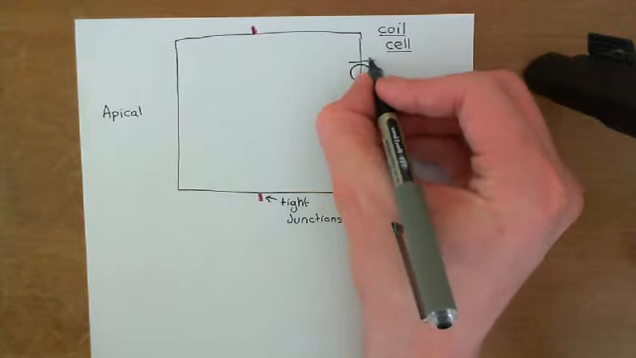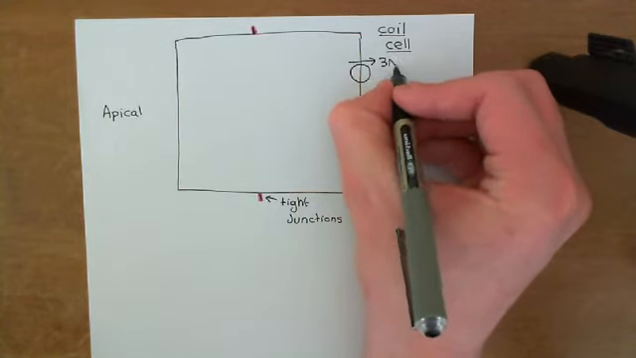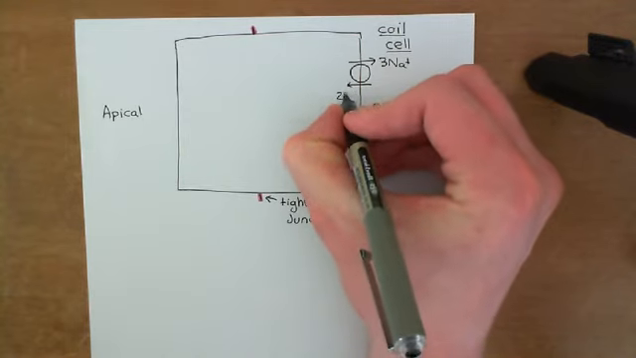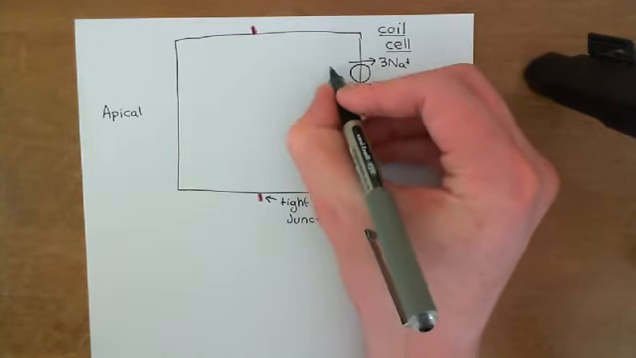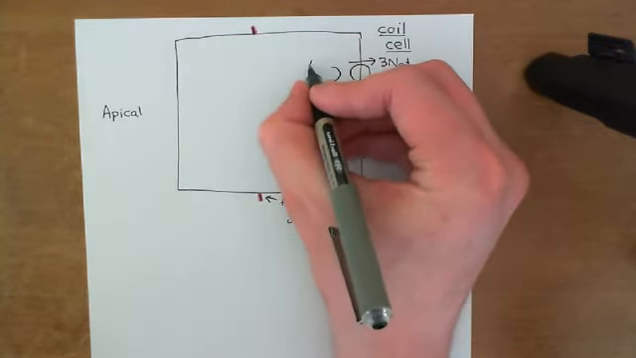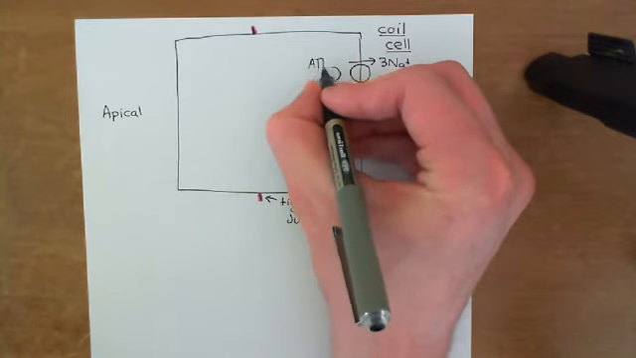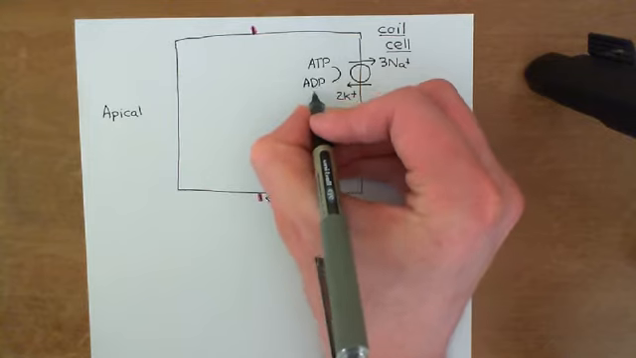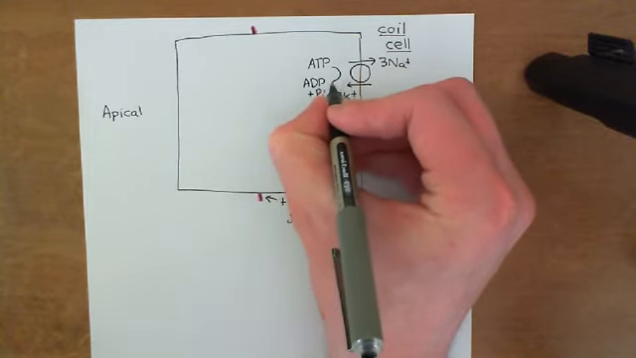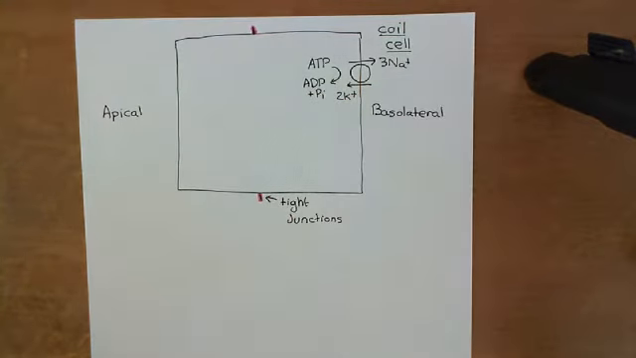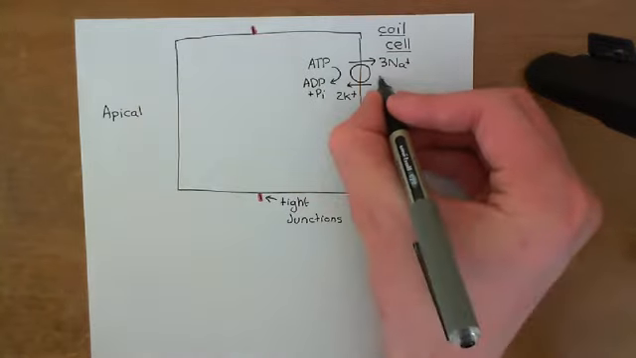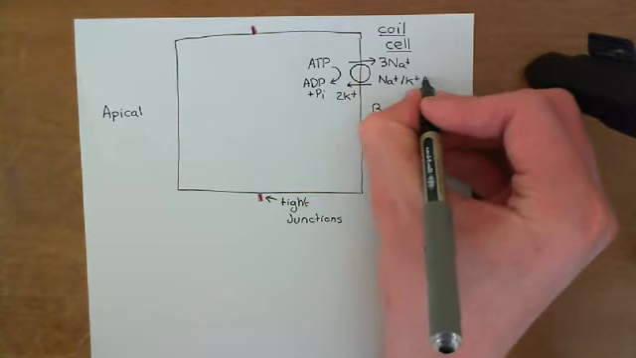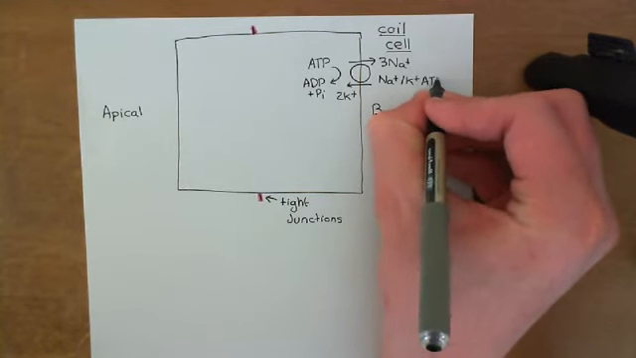Now what does the sodium-potassium ATPase do? It throws 3 sodiums out and brings 2 potassiums in, and every time it does that it uses a molecule of ATP. So ATP will be hydrolyzed down to ADP and inorganic phosphate. So it's a primary active transporter. This is the sodium-potassium ATPase.